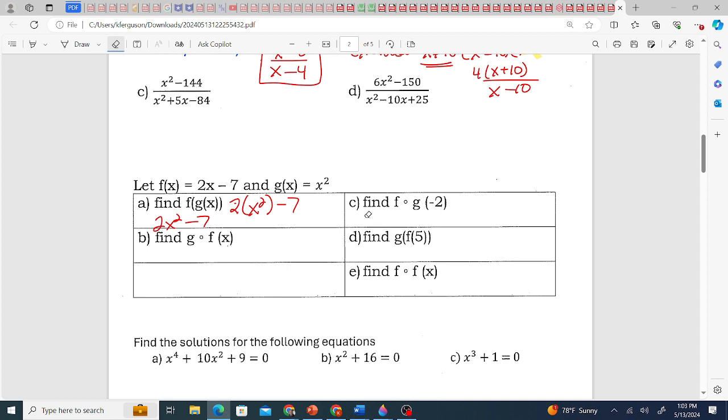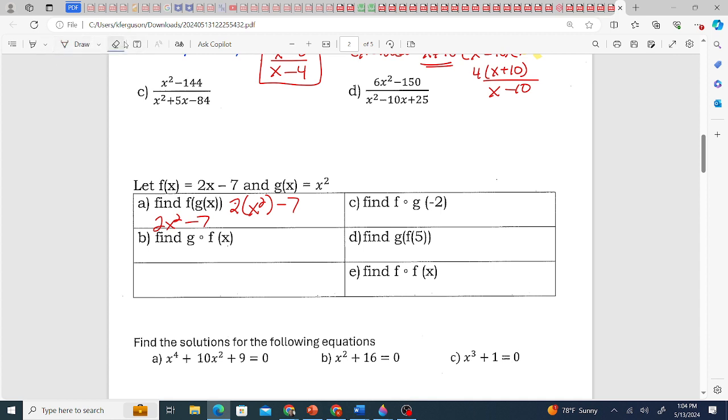But that's okay. But look at C. I have a specific value because they want g for negative 2. So g is x squared, so that's going to be negative 2 to the second power, and negative 2 to the second power is positive 4. Y'all make stuff way harder than it needs to be. I'm just plugging in stuff. All you're doing is plugging and chugging, whether you're plugging in something general or something specific.